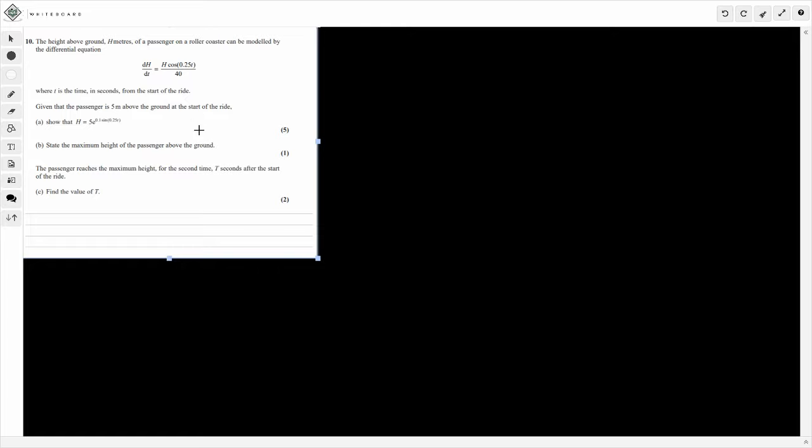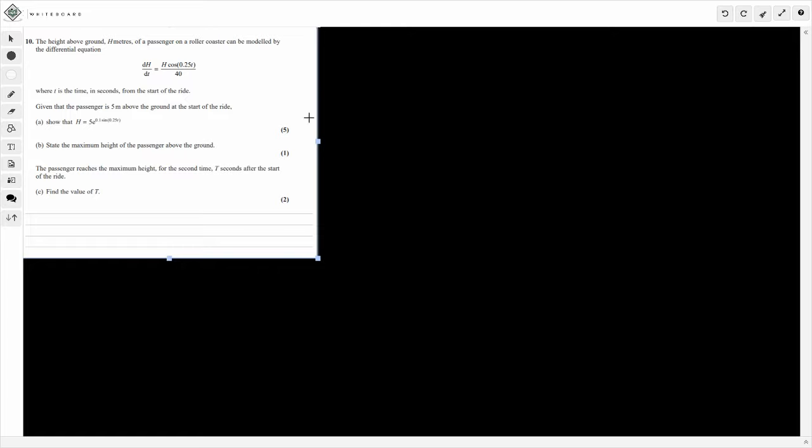So the first part is quite tricky. The next parts aren't too bad after that, but part A is quite long. It's very easy to trip up with it. So let's have a look breaking this down step by step. So the first thing to note is that this is a differential equation, and we have to show that h is equal to this given expression.